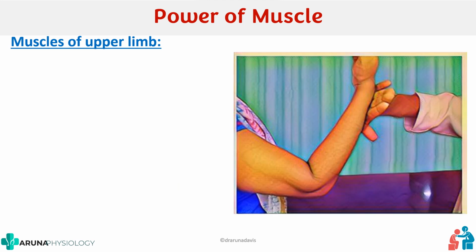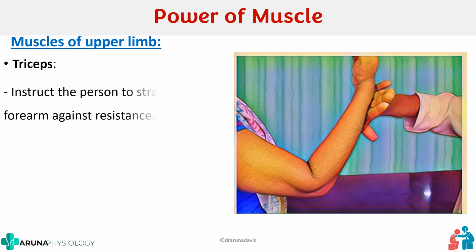Next, we have to check for the triceps muscle. The function of triceps is extension, right? So in this case, you can ask the subject to straighten their forearm against resistance. See here, the person is trying to straighten the forearm while you apply resistance on the outward aspect. Remember, as I repeatedly say, the basic principle is you ask the subject to do what the function of that muscle is. The function of triceps is extension, so ask the subject to extend the elbow, whereas you try to resist it.